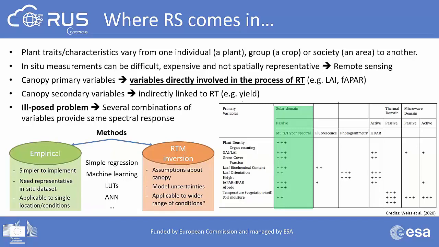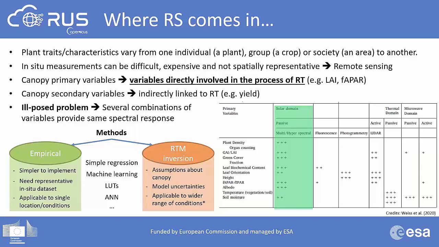Unfortunately, it is not that easy linking the reflectance to biophysical variables, as it is a so-called ill-posed problem. This means that several combinations of variables can produce the same reflectance profile. There is a large number of methods developed today to tackle this problem, and we can divide them into two main groups. The first one is the so-called empirical methods, and the second one is radiative transfer model inversion.